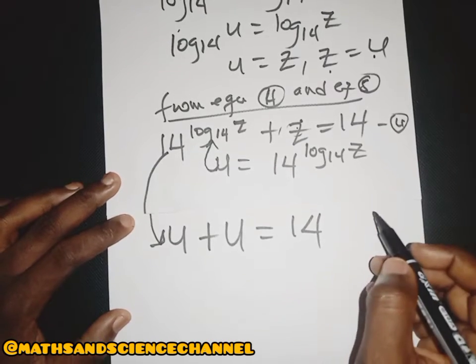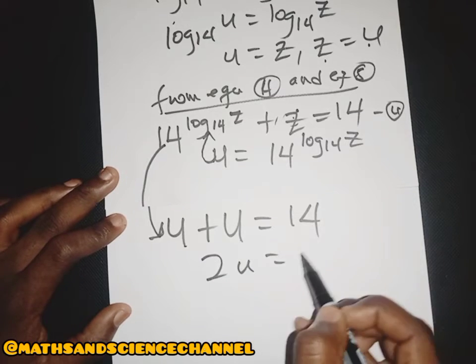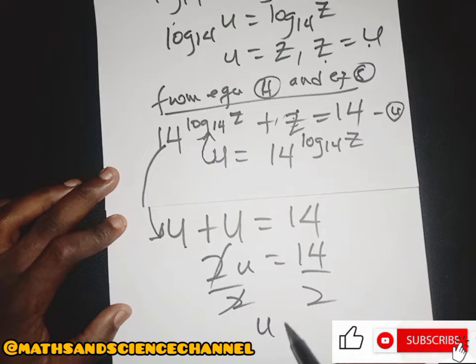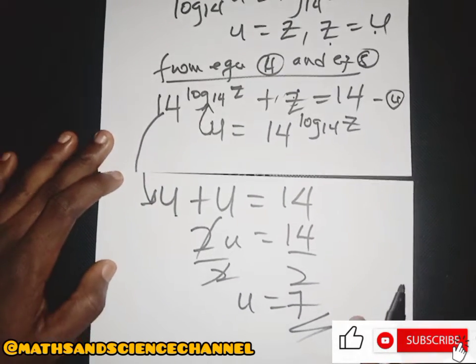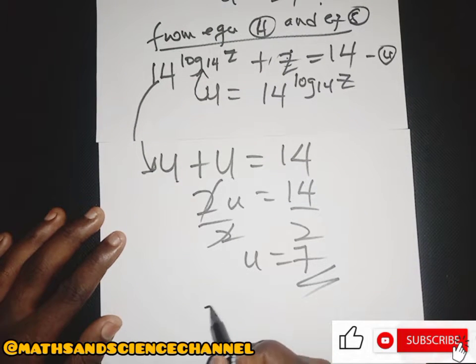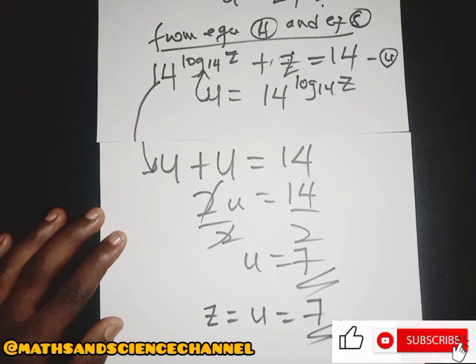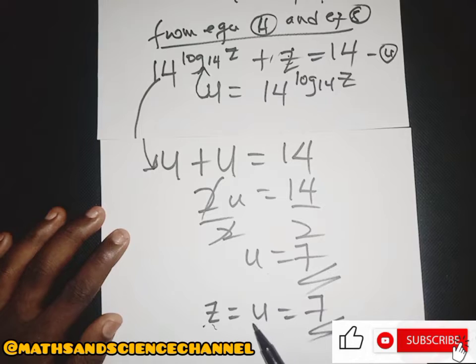So in this case what we are going to do is that we have 2u equal to 14, divide both sides by 2, and therefore we have u equal to 7, right? So realize that u in this case is 7. So if u is 7, then z equal to u equal to 7 in this case, right? Now remember, we are not looking for z, we are not looking for u, we are looking for x. What is x in this case?